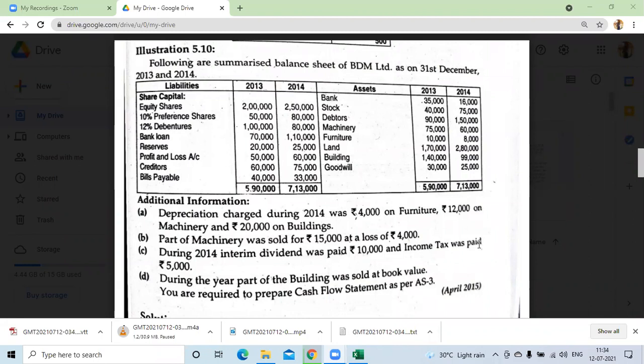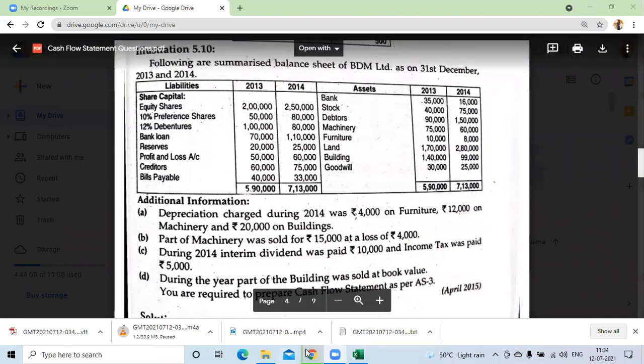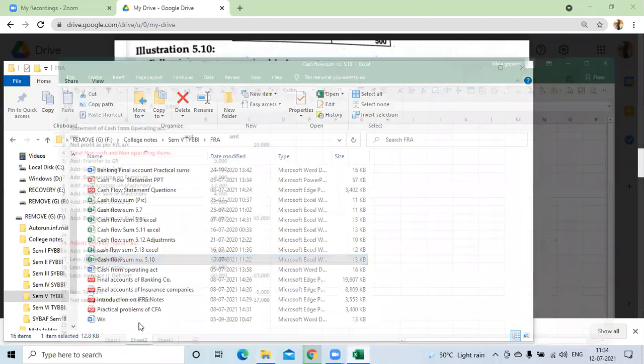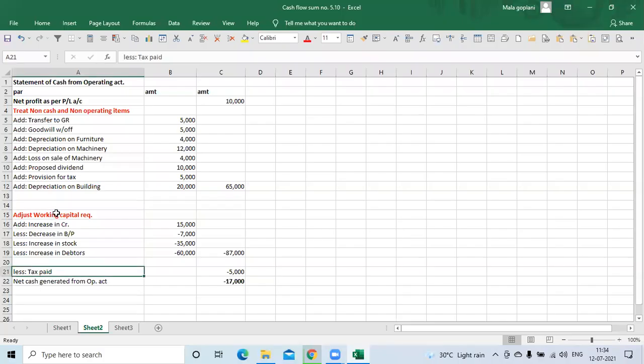Tell me, income tax paid, where will it go? Tax paid, less, from adjustment. Operating activity. Very good. No, it is not less from adjustment of working capital. It is a separate heading. See, net profit is a heading, treat non-cash, non-trade items, add working capital requirements, less tax paid. These are four headings. Let me highlight it. Do you understand? Yes, ma'am. So less tax paid is separately given in the operating activity, below adjustment of working capital, you can say.